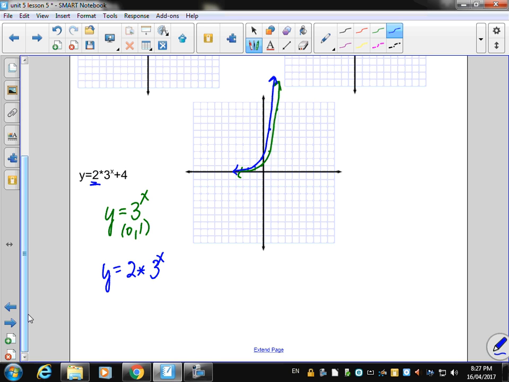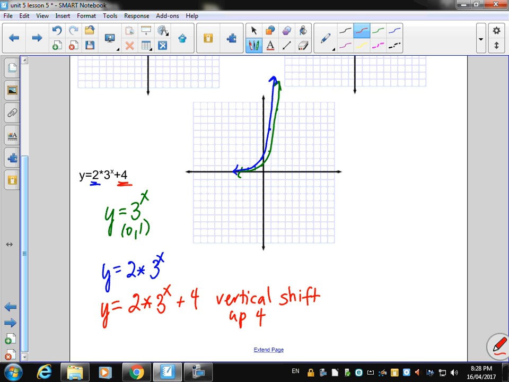Then when I have the plus 4, so this plus 4 is not up with the x. It is outside, so it is a vertical change. This is a vertical shift up 4, just like with our quadratics. So I'm going to take the blue one and move everything up 4. So this is 2 here. It's just hard to see.